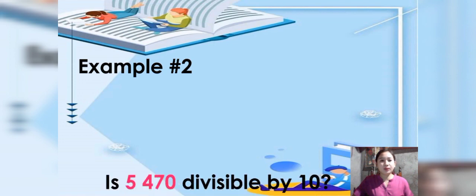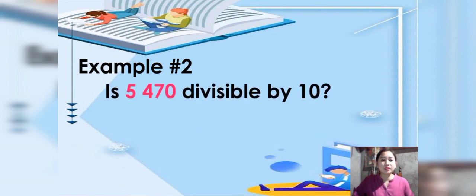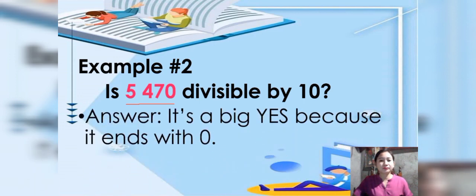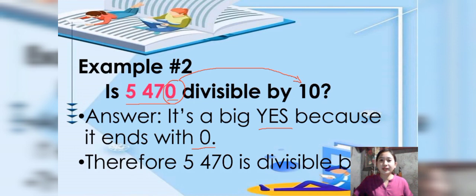Another example is, is 5470 divisible by 10? The answer is a big yes. Why? Because it ends with 0. The digit in the ones place is 0. So, it is divisible by 10. Therefore, 5470 is divisible by 10.